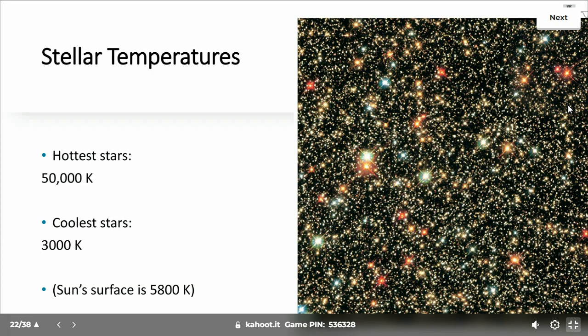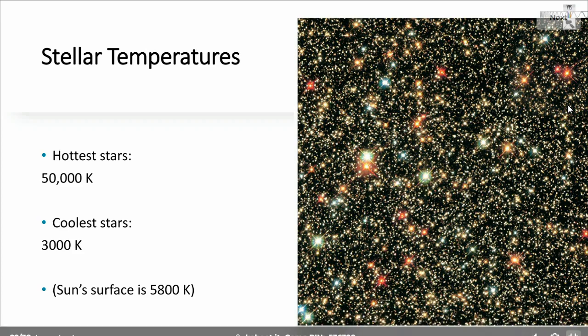And so when we do these different measurement techniques, we find that the hottest stars are about 50,000 Kelvin, and the coolest stars are about 3,000 Kelvin. And the sun's surface temperature is about 5,800 Kelvin. So for all of these measurements, the sun is pretty low on the low end of things. It's not the coolest, it's not the least luminous, but it's nowhere near the hottest or the most luminous stars.